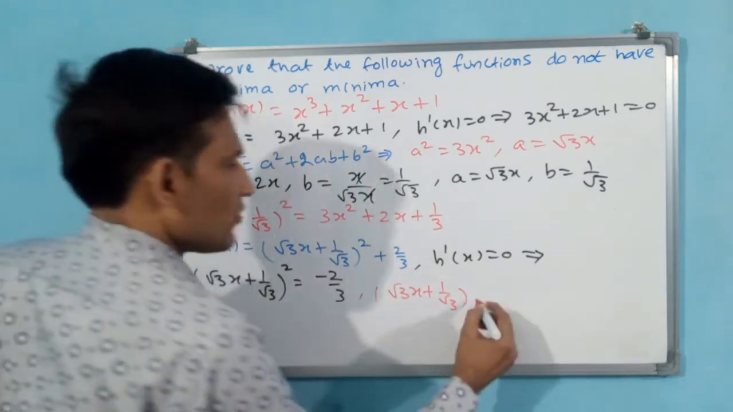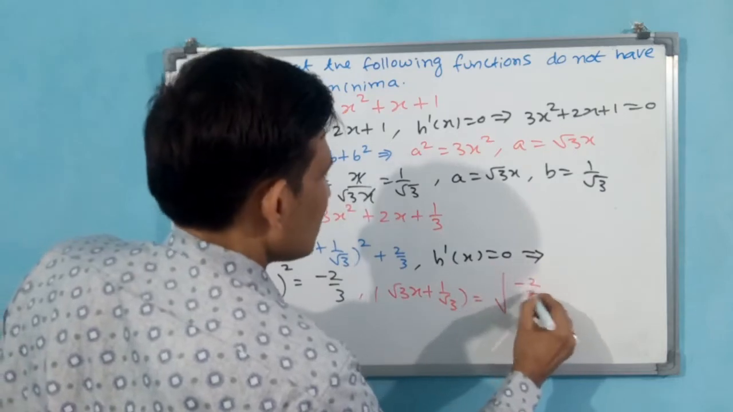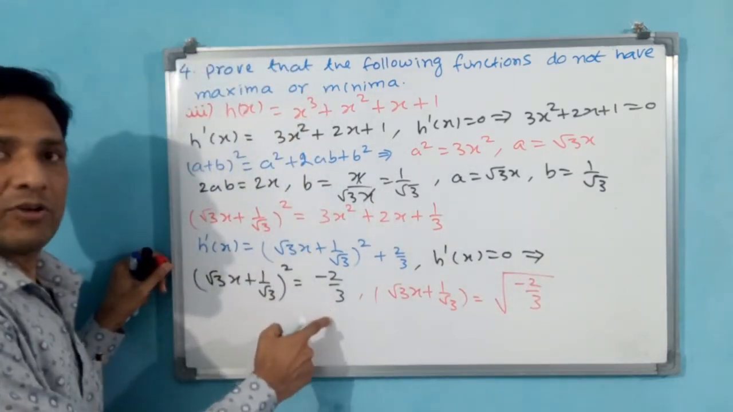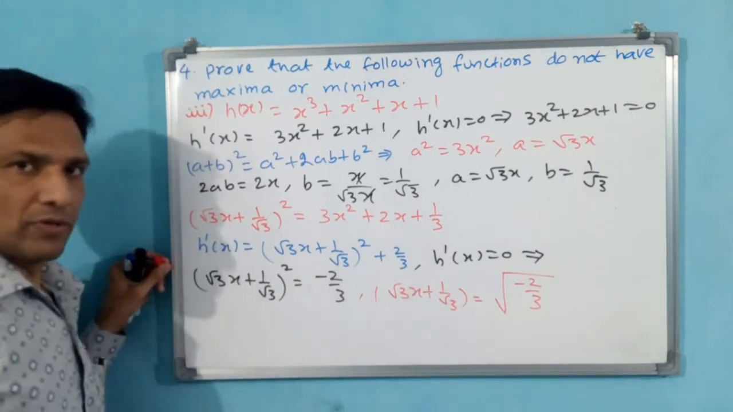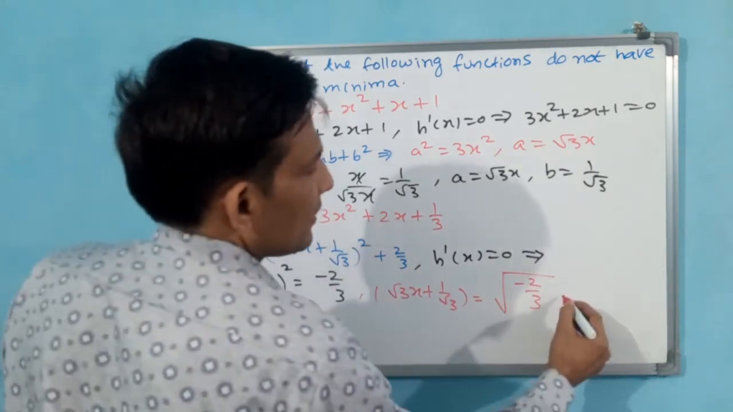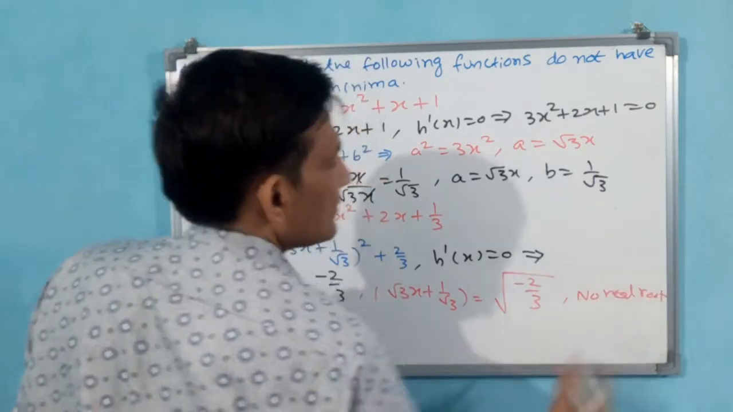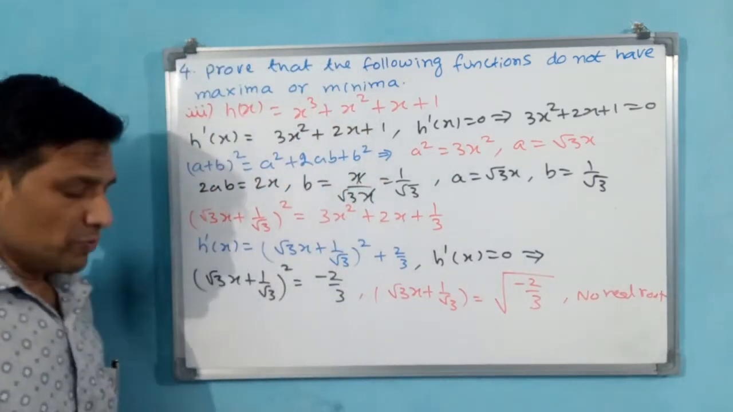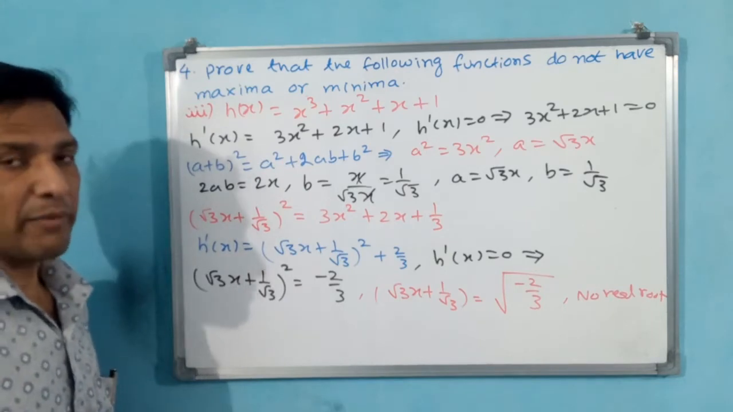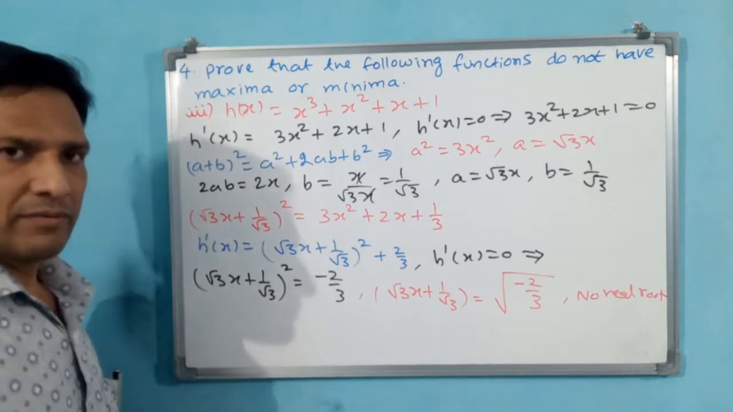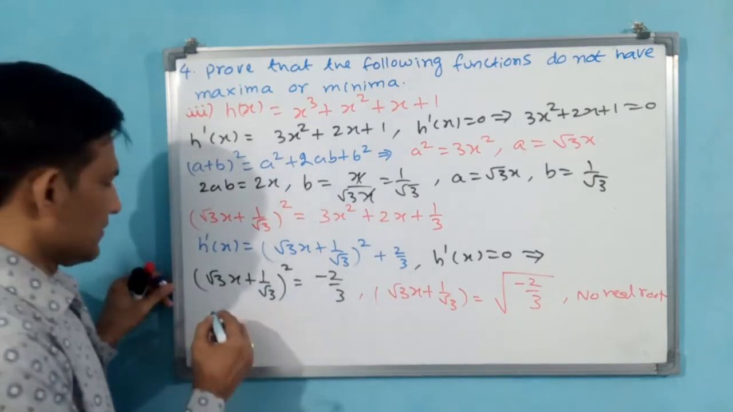See, the square I have removed. Is it okay? If you remove the square here, you have to take the square root. That means no real root. No real root means x you are not getting in real numbers. Then you don't have maximum or minimum. No critical point. Write down.